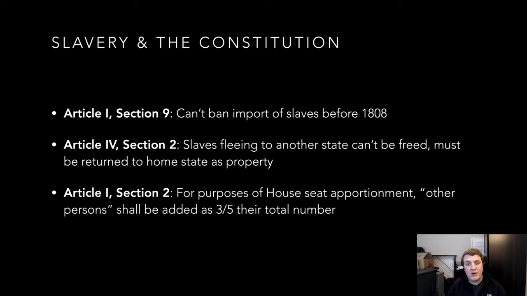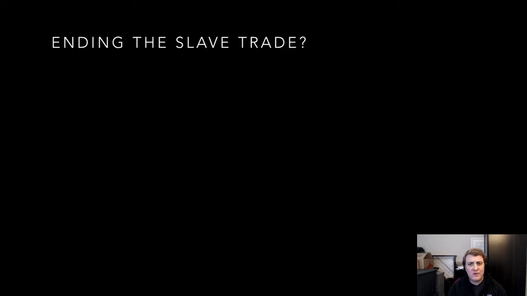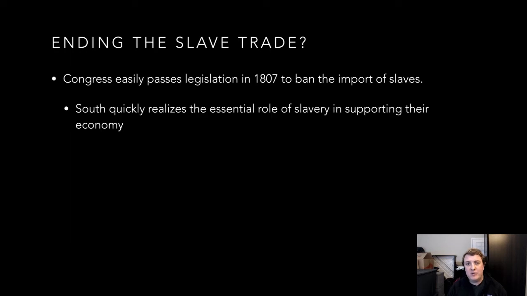So how does this progress? How does it change over time? The first thing to note is that first constitutional clause. In 1807, the year before they're able to actually prohibit the import of slaves, they go ahead and pass legislation to ban this, effective when it comes into force in the following year.